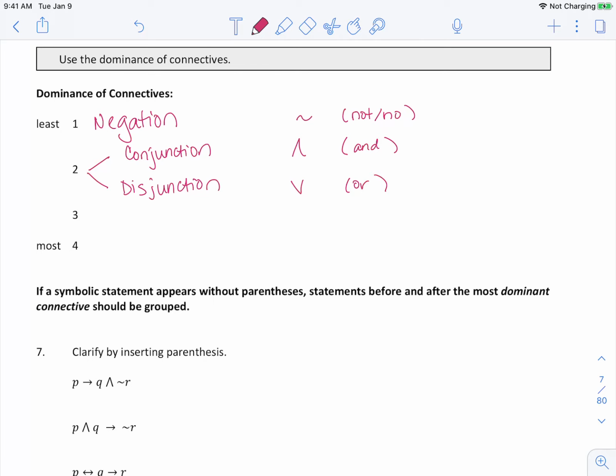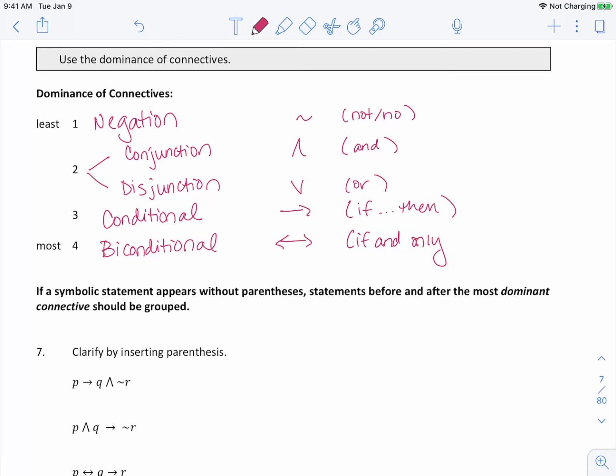Third, we have the conditional, and this looks like the single arrow, and this represents if, then. And then our most dominant is going to be the biconditional. This is the double arrow, and you say if and only if.